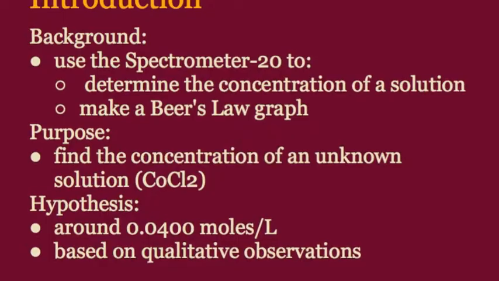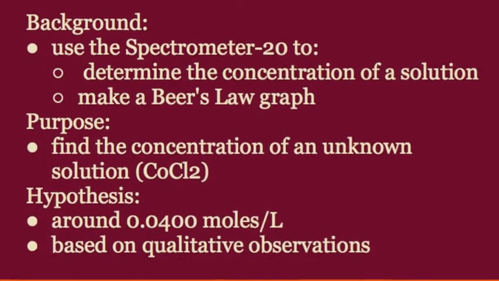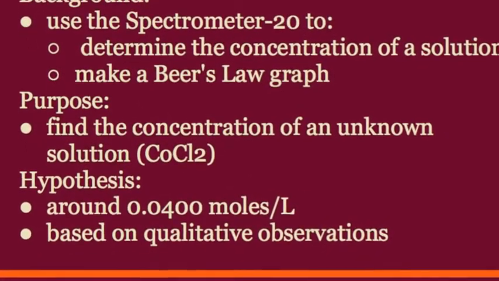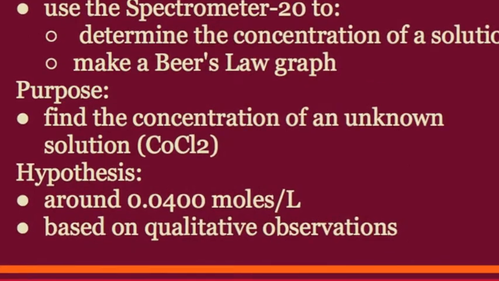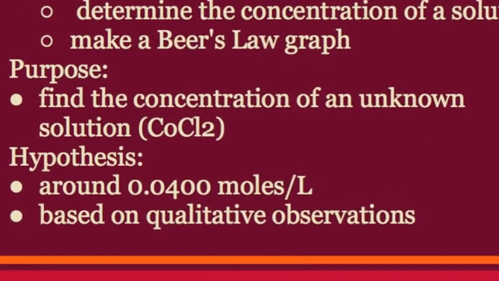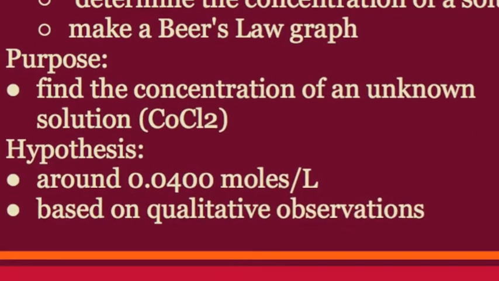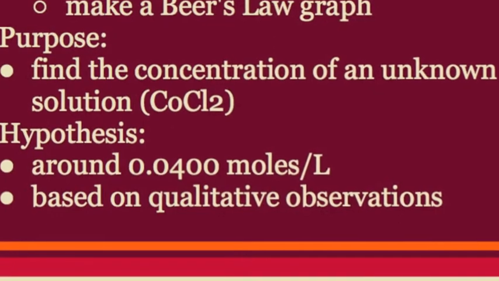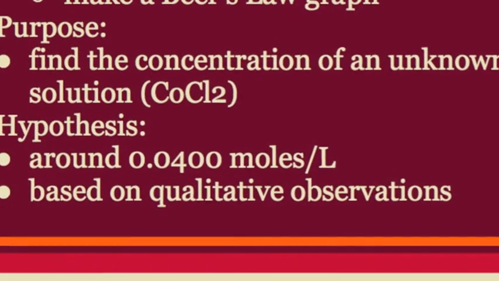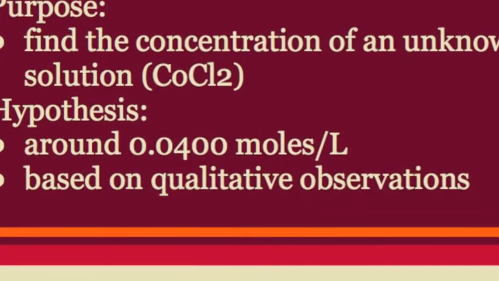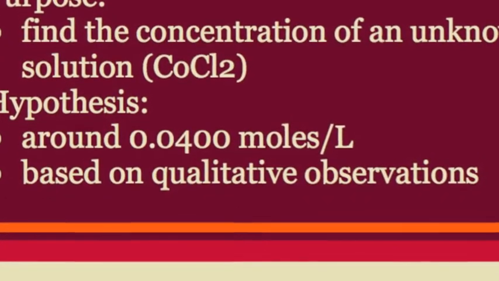The unknown solution was about the same color as a 0.0400 molar solution of cobaltous chloride. Therefore, it would be logical to assume the unknown solution has around a 0.04 molar concentration. If all the solutions are mixed accurately, an accurate Beer's law graph should be created. Therefore, the molarity of the unknown solution will be easily and accurately determined if the different concentrations of the known solution, cobaltous chloride, are created accurately.